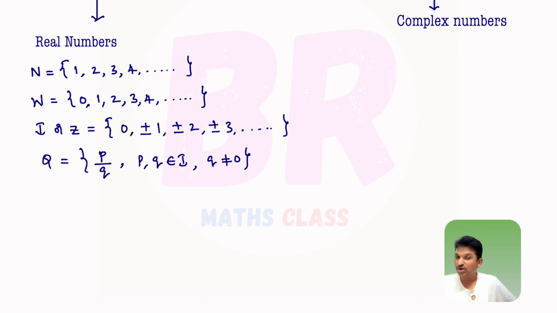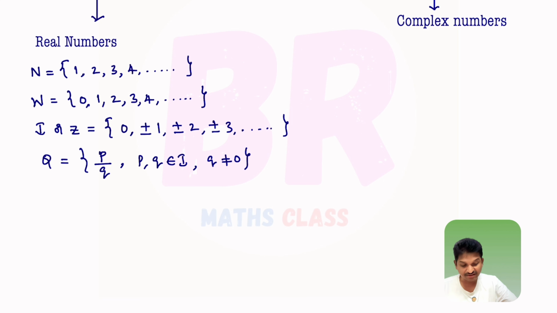So here, what are the interesting things you need to know? How many rational numbers are there? First point. Infinitely many rational numbers are there. Between two rational numbers, how many rational numbers are there? Try to catch this point, what I am trying to say. Between two rational numbers, infinitely many rational numbers are there.